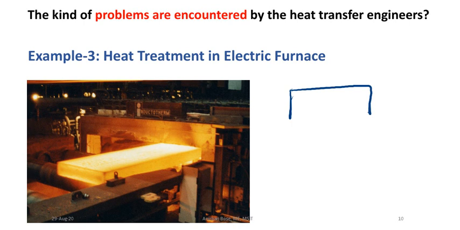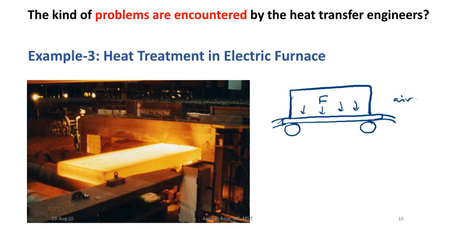Suppose this is a furnace and there are some rollers, and over these rollers steel strips are passing continuously. Here is the furnace length. Here it is air and here it is the furnace. Now the dominant heat transfer in the electric furnace is definitely radiation.